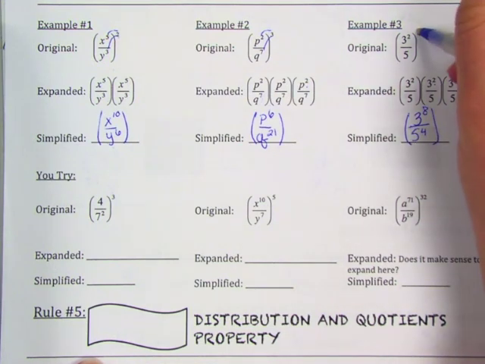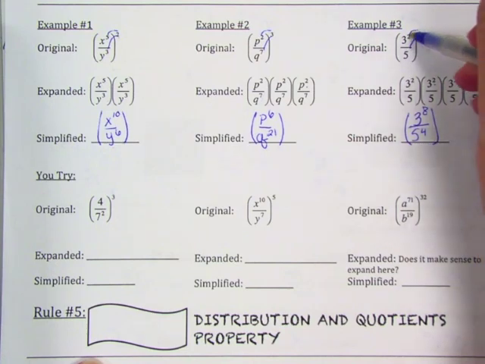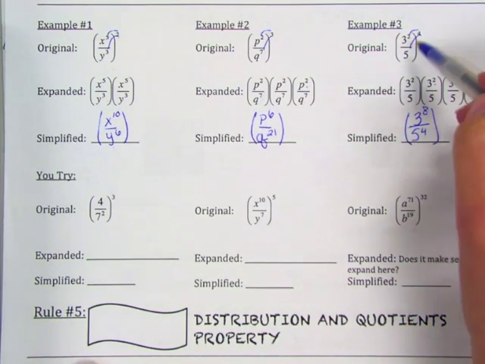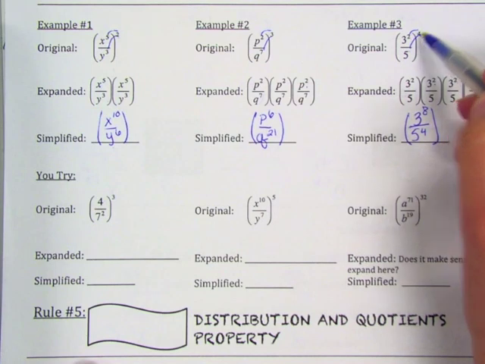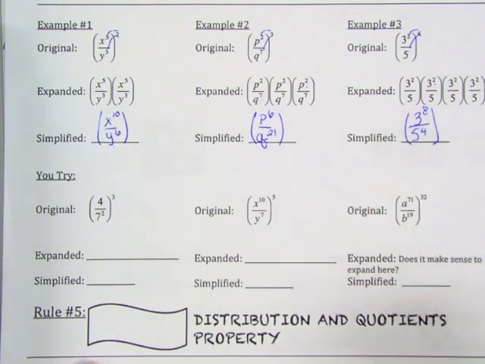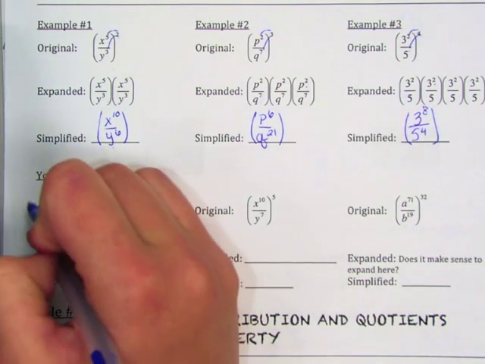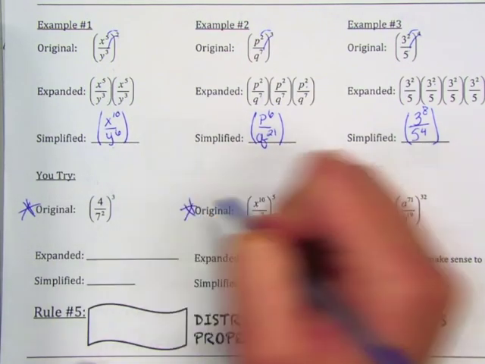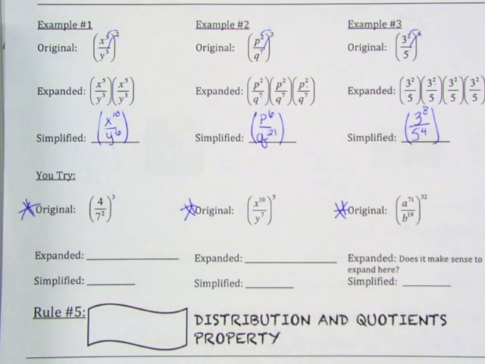But I could also distribute my 4 in. So I'd have 2 times 4 is 8, and 5 would be to the 4th power. Now, I want you to try these 3 problems on your own. So pause the video now and try those 3 problems on your own.